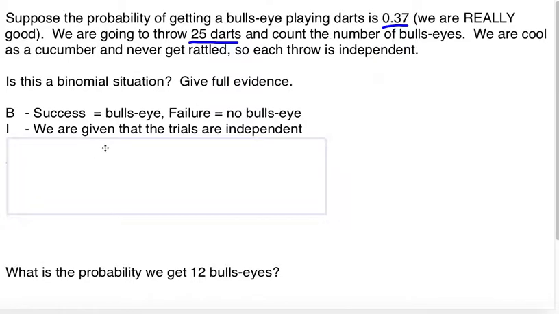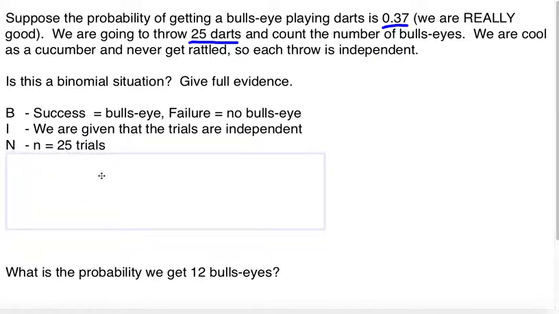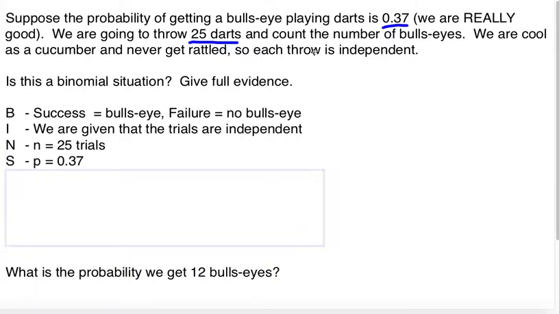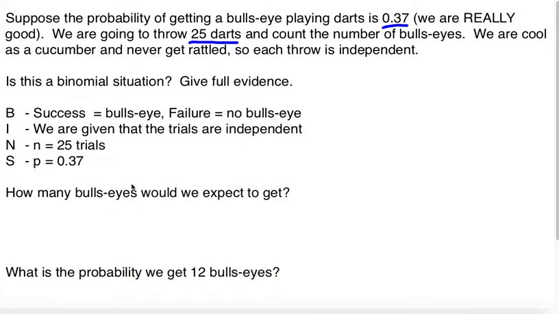Do we have a set number of trials? The set number of times we're going to throw? Yep, it says 25 times. And then do we have a probability of success? Yes. It said up here that the probability of getting a bullseye is 0.37. So this is binomial.